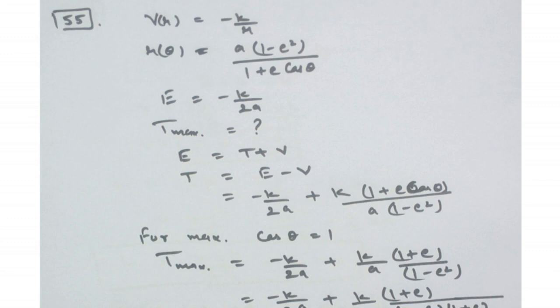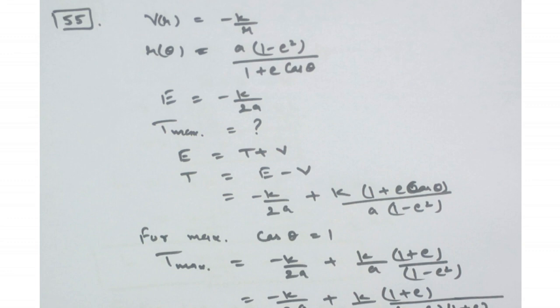So here we know that total energy is equal to the kinetic energy plus potential energy. So the kinetic energy will become total energy minus potential energy. Now here just put the value of E and B, and in the potential term put the value of R also. Now here we have to calculate the maximum kinetic energy.